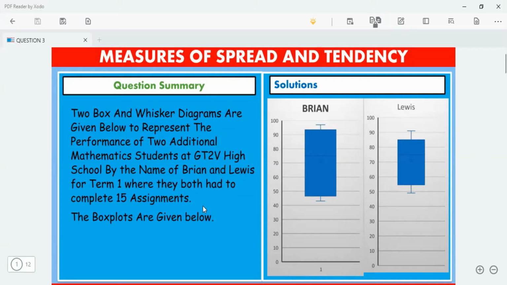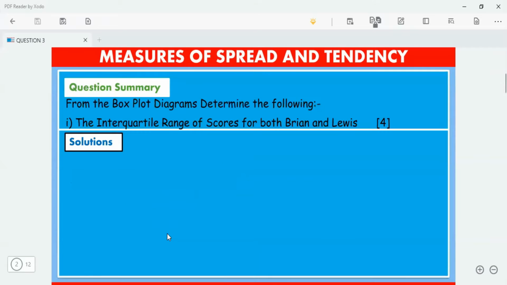The box plots are given below. Well, not below, but beside in this case. So this is Brian's box plot, and this is Lewis' box plot. And it says, from the box plot, determine the following: the interquartile range for Brian and Lewis.